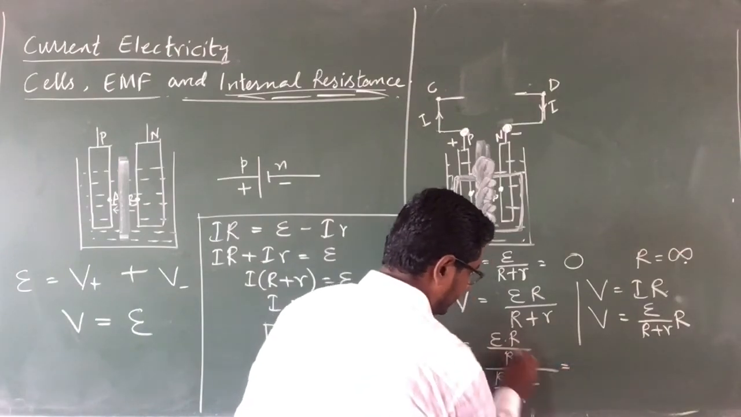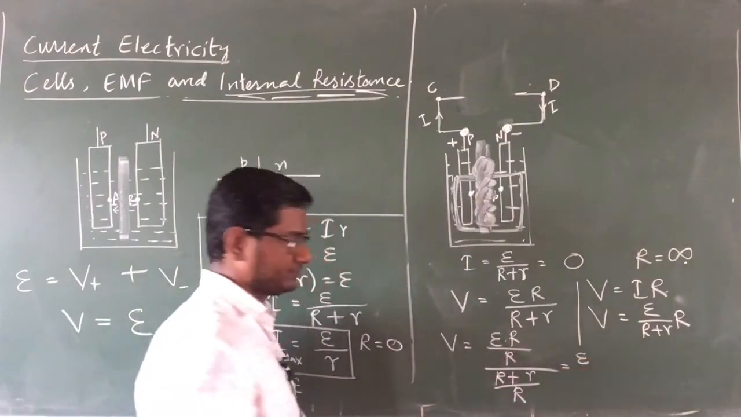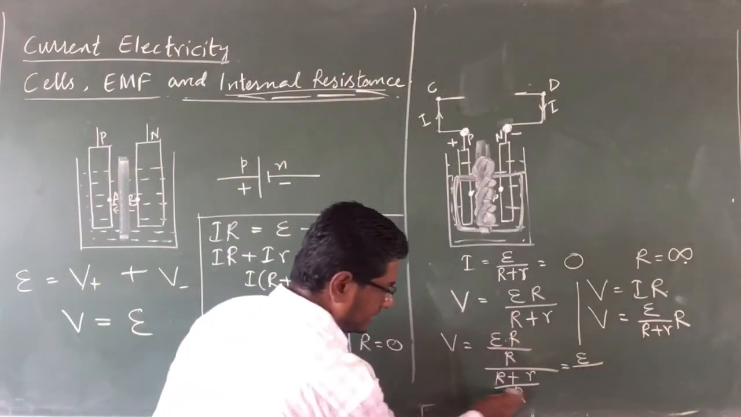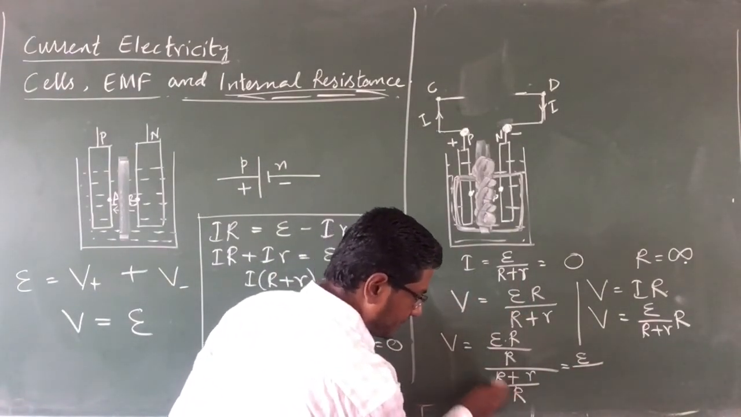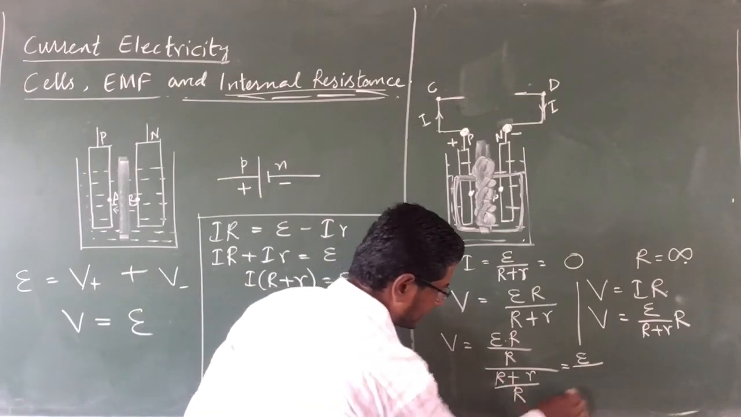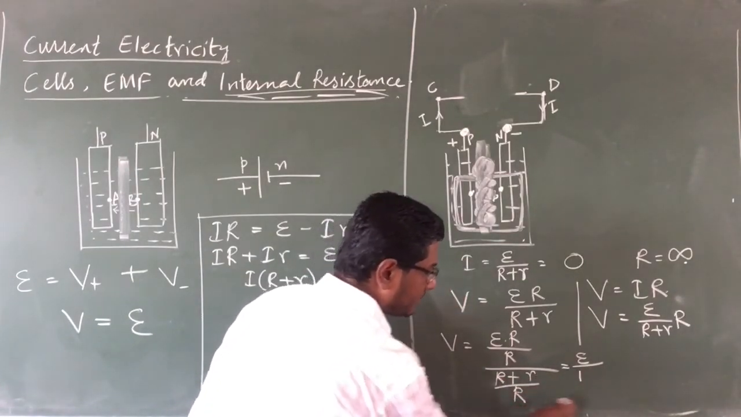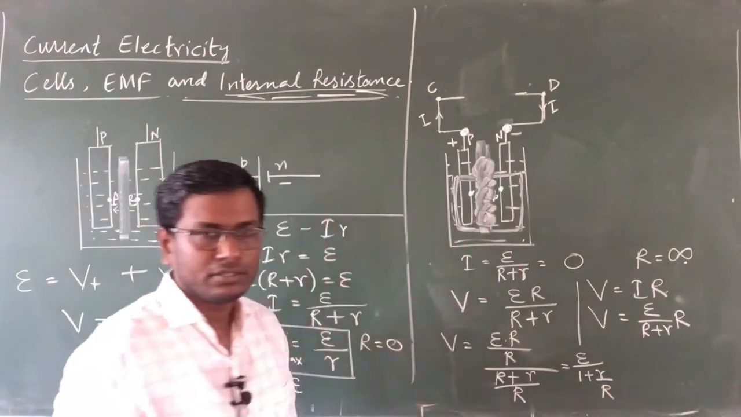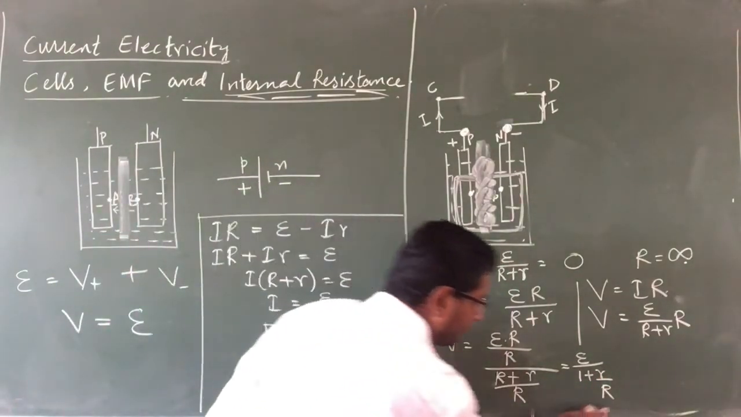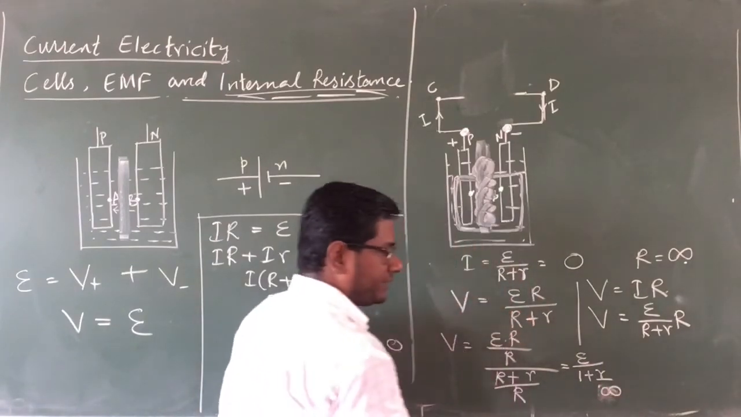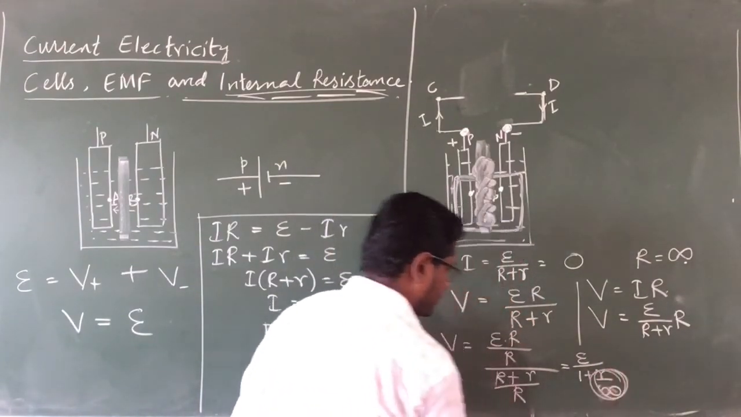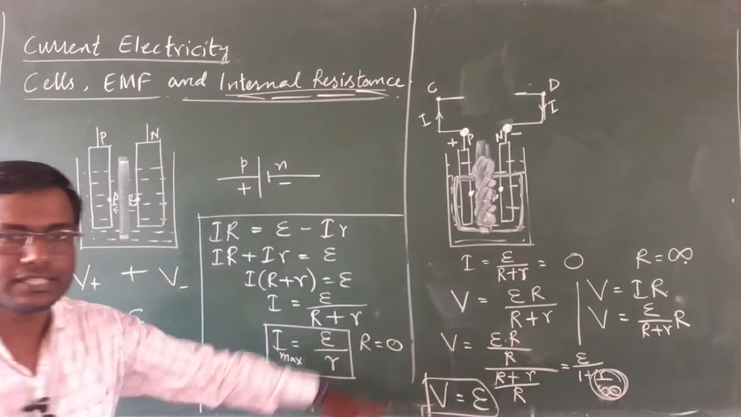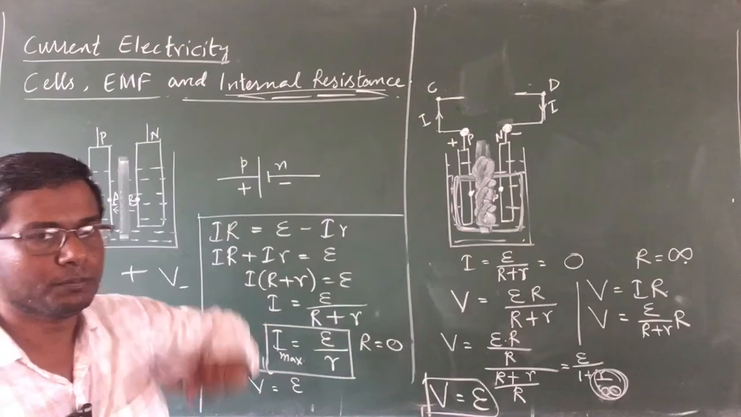Now what happens here is, there is an R here. So what I get here is epsilon, because this R and R will be getting cancelled, divided by, in this case I will get two terms. In the first term, this R and R will be getting cancelled. I will get a 1. Then there is r divided by capital R. Now in this equation, if I replace this R by infinity, that means this term becomes 0 and V will be equal to epsilon. That is the case when there is an open circuit.